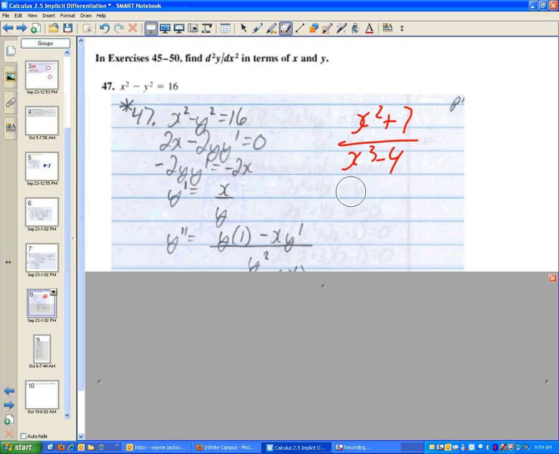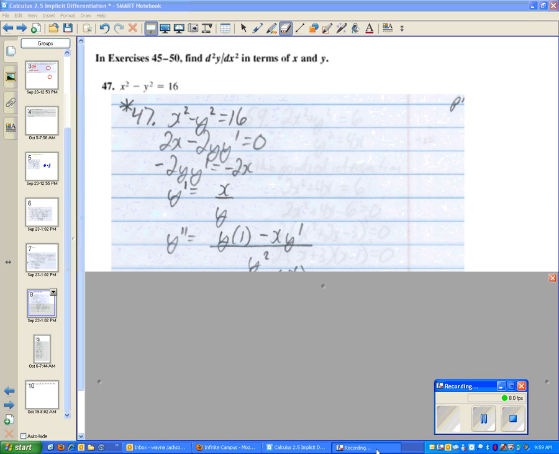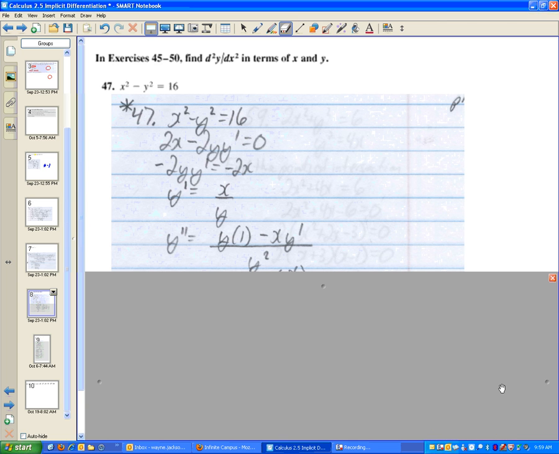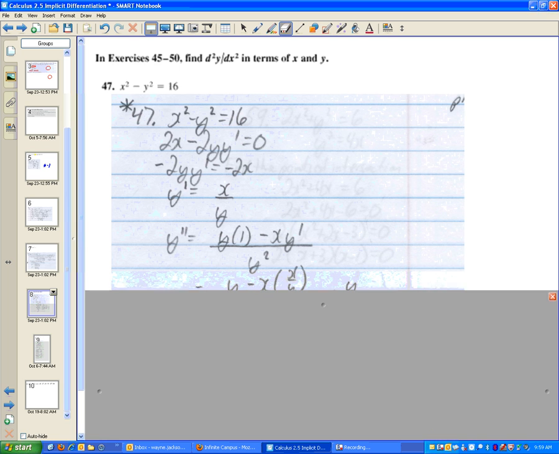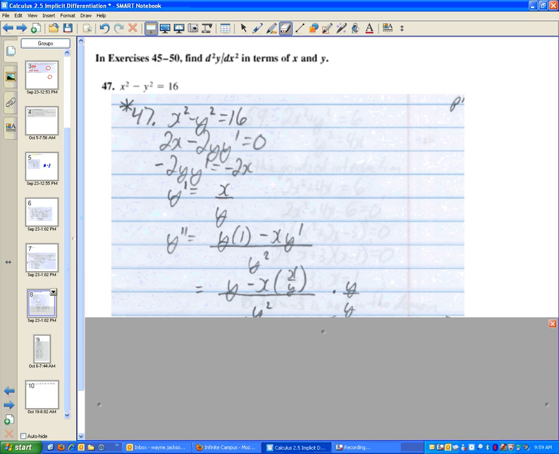Would you not substitute x and y for y prime? All right, yeah. See, now we got a problem, don't we? Not only do we have an x in our second derivative and a y in our second derivative, we got a y prime in our second derivative. Well, that's not cool. So what do? Hey, we substitute. All right. So replace y prime with what it equals.